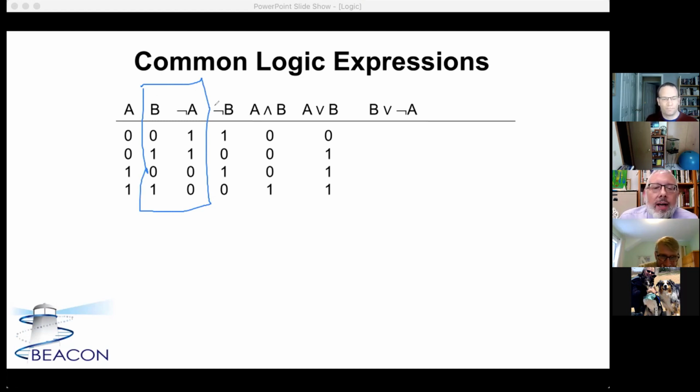B or not A is going to be 1, 1. I lost my train of thought. So it's going to be 1, 1, 1. That's true in every case, isn't it? No, it's not true. It's not true in the third one. So that third one's going to be a 1, 1, 0, 1. Yeah, so this is going to be a 1, 1, 0, 1.